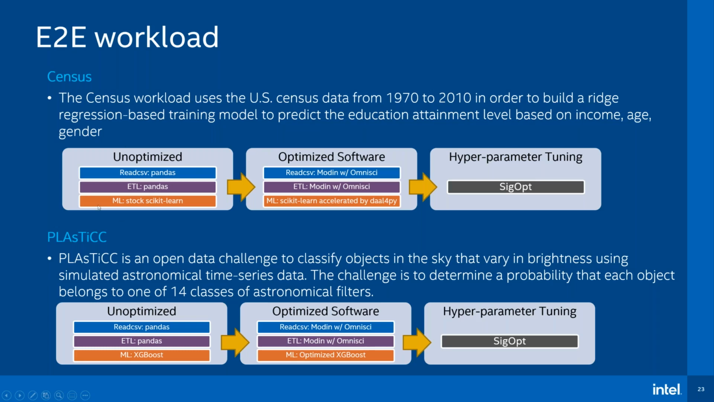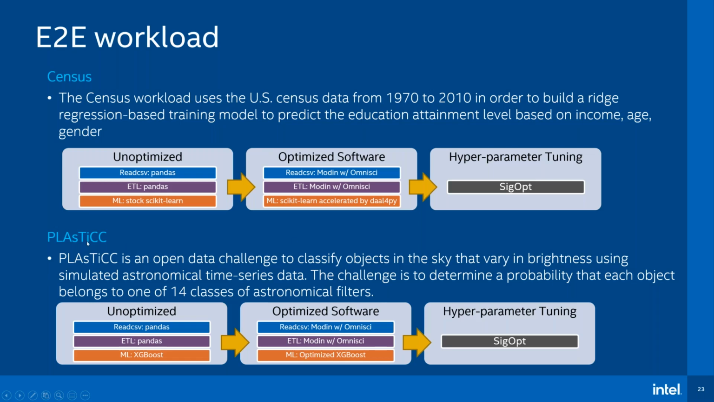The out-of-box unoptimized run would use the Pandas library for ingesting the CSV dataset and performing ETL operations, and uses stock Scikit-learn to train the model and run inference. With the optimized software stack, it uses Modin with OmniSci backend for read CSV and ETL operations, and uses Scikit-learn accelerated by oneDAL for training and inference. Further performance improvement can be obtained by tuning the hyperparameters using SigOpt or any such similar tuning software. I'll go into some details regarding SigOpt in the forthcoming slides.